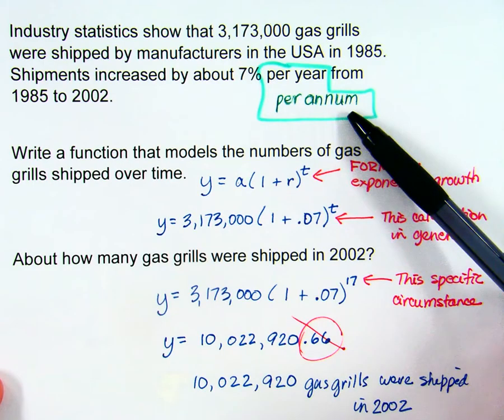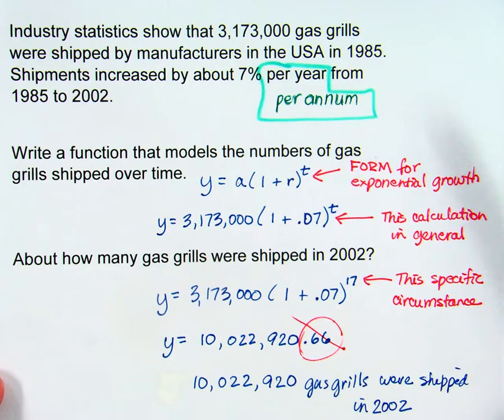First, it asks us to write a function that models the gas grill shipments over time. Okay, start with our form. That's the basic form for growth. It says it's increasing, it's going to get more, it's going to grow. Then I put in the initial value, the interest rate. I haven't put the time in yet because this says shipments over time. So this is a general formula that'll do any number of years. Now the next item it asks us for is specifically for 2002, which is 17 years after 1985, so our exponent now becomes 17. We go ahead and work it out, put it in the calculator, and find this.